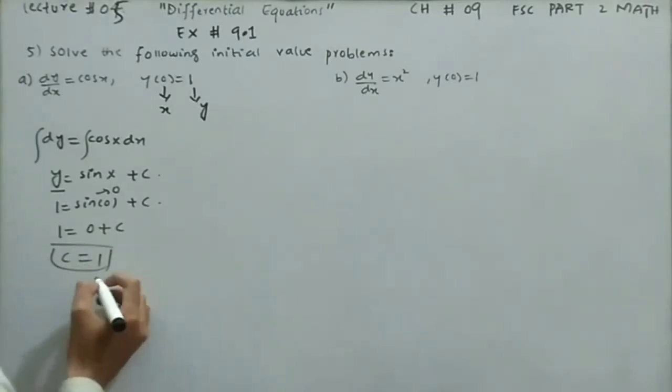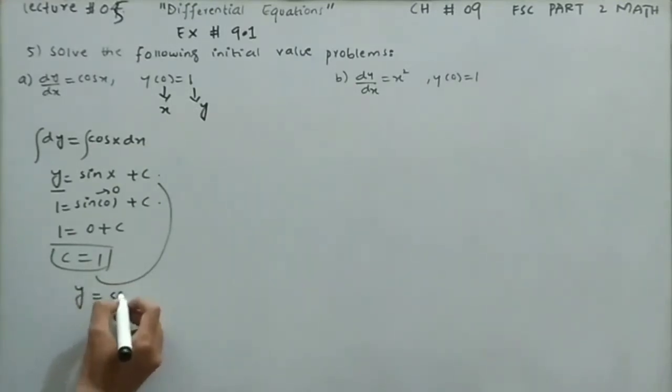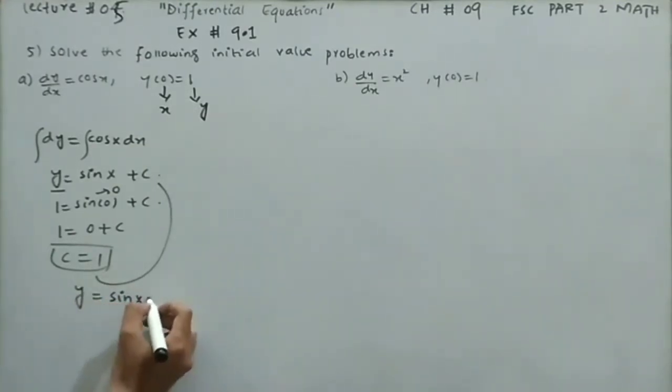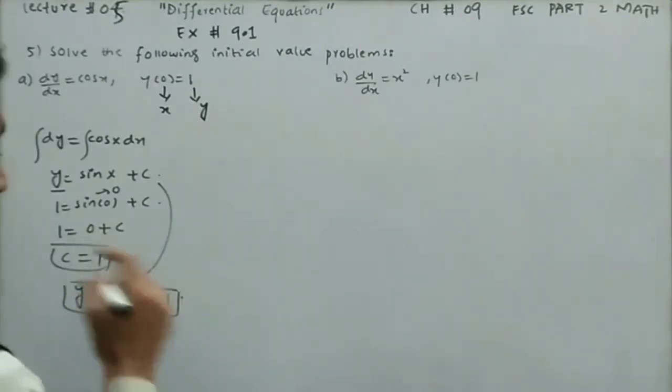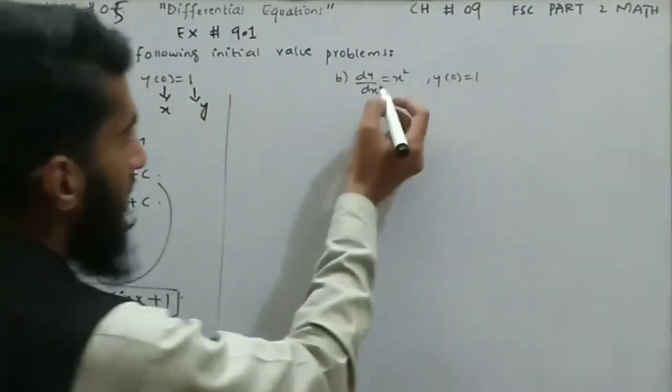So the particular solution will be, putting c is equal to 1 in the general solution, y is equal to sin of x plus 1. This is the required particular solution for this initial value problem, and this is very important. This MCQ came in the previous ETA paper. Now let's solve this part also.